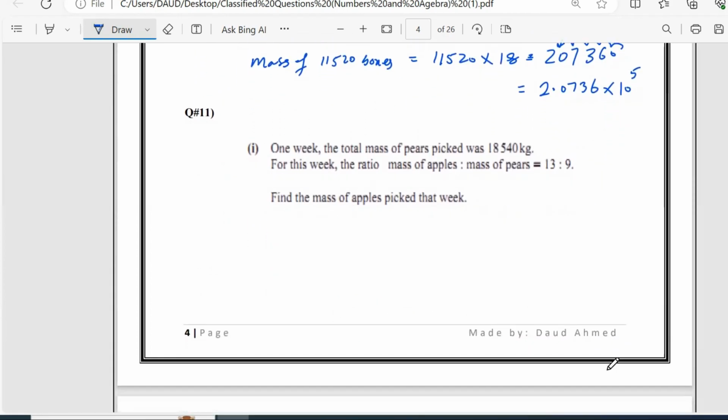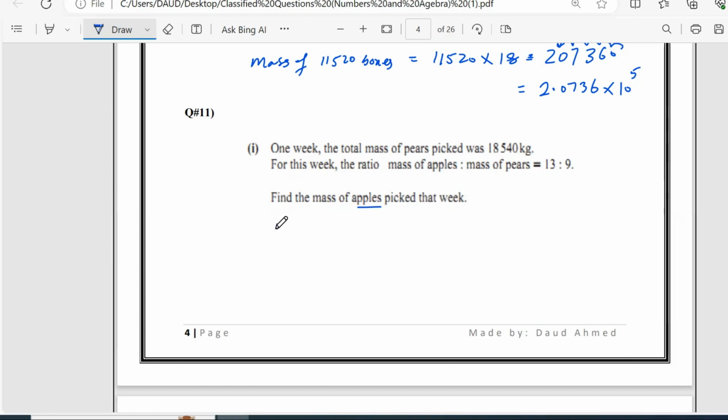Next we have one week. The total mass of pear was 18,540 kg. For this week, the ratio of mass of apple to mass of pear is 13:9. Find the mass of apples picked that week. So that ratio will help us.